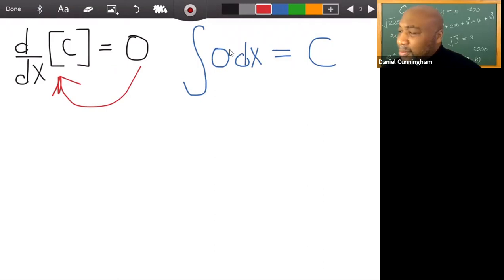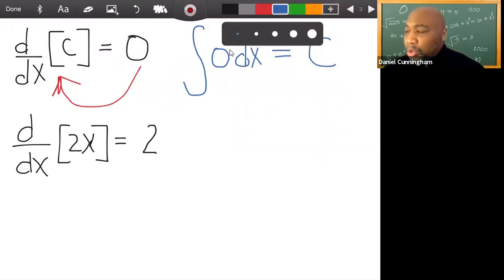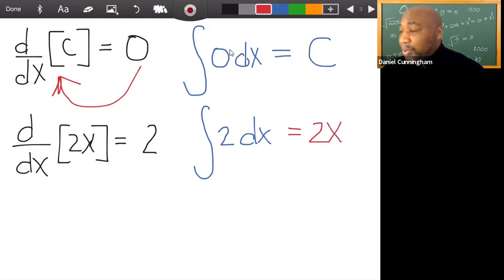Let's do another one. Let's say we want to find the derivative of 2x. The derivative of 2x is 2. I'm going to put in blue doing the integral, finding the antiderivative. So we say the integral of 2, in this case, 2 dx, is going to equal 2x plus c. Now let's stop here to check if this is correct.